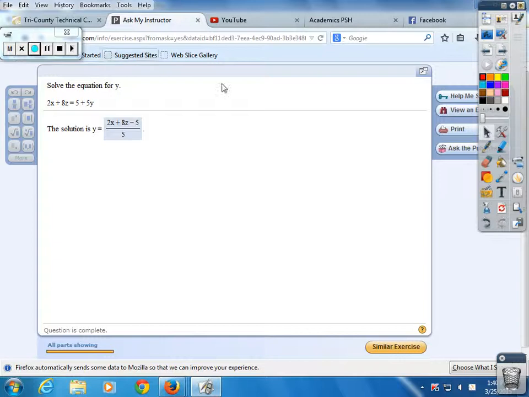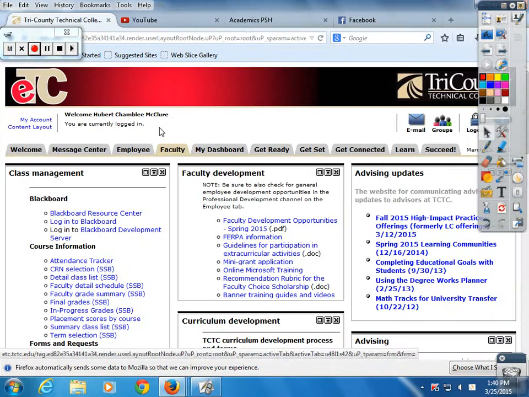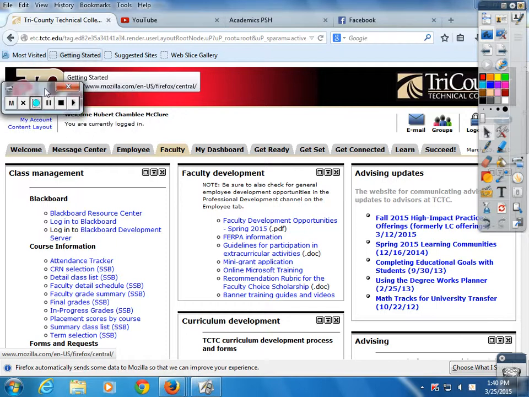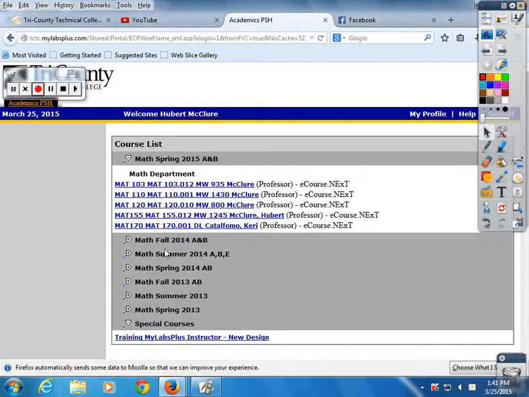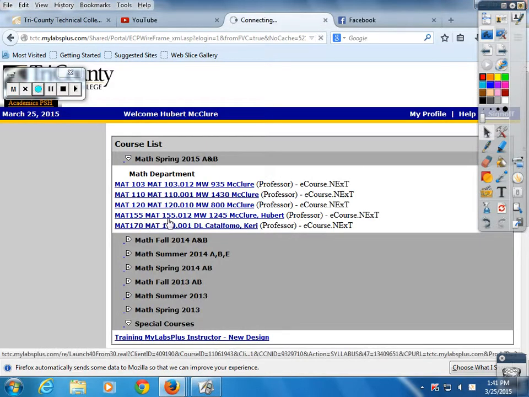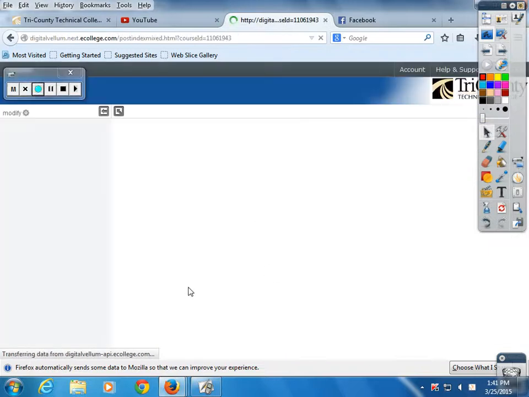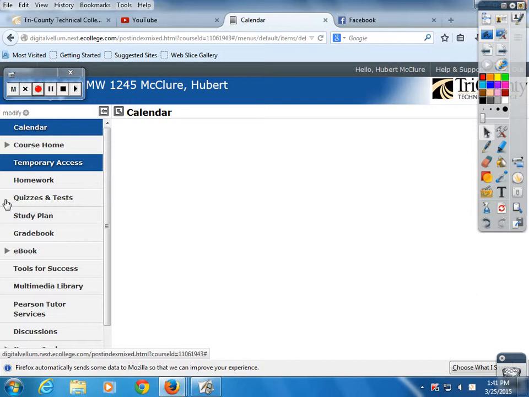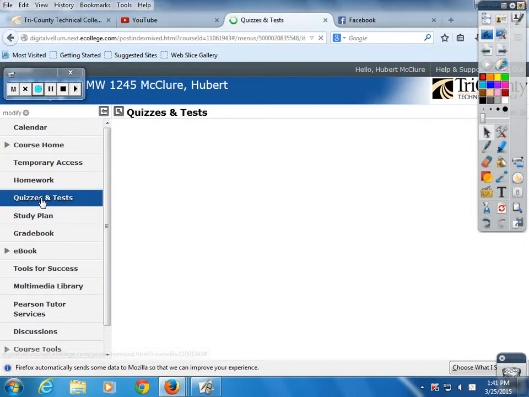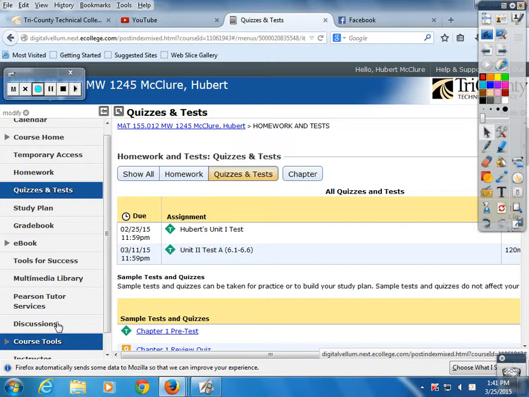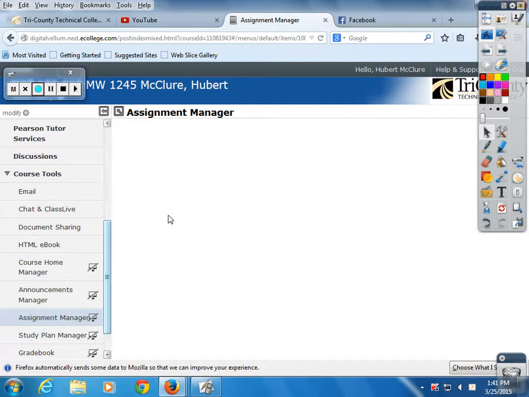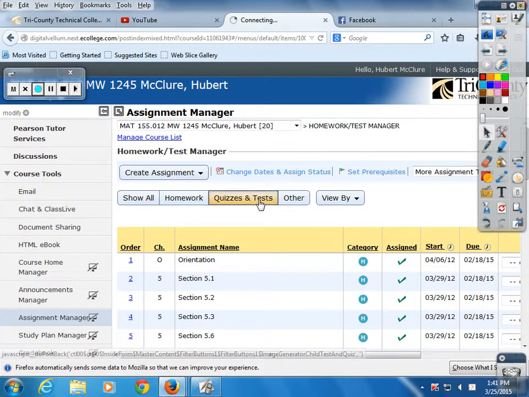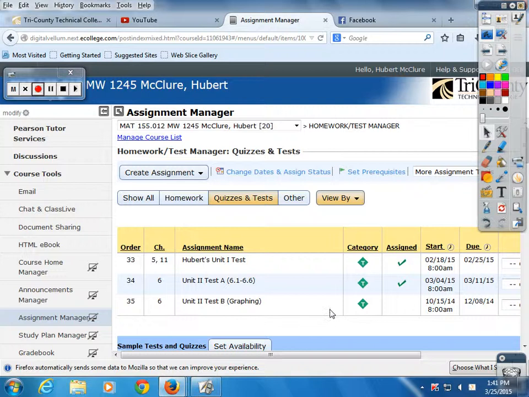So that's all the questions we got on the homework. So let me go and pull a couple of questions that you might see on the test. So let's go to our handy dandy Math 155. Now let's just pull the test up. Quizzes and tests. Well, let me go to my quizzes and tests. That way we can pull it up. Assignment. Okay, your graphing section.